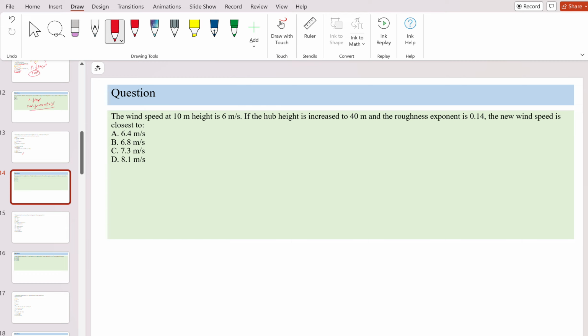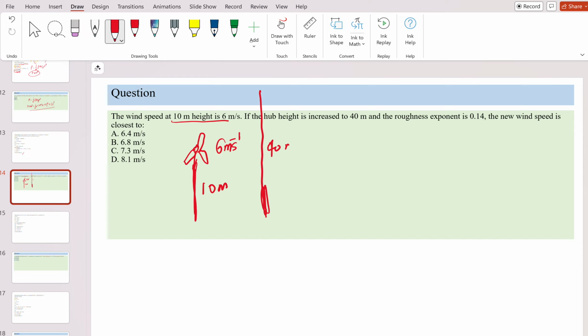Okay, let me give the solution for this. So listen here. What the problem is saying is that you have a windmill at 10-meter height. So this is the 10 meter. The wind speed seen here is 6 meters per second. And then this height got increased to 40 meter. Now it will experience more wind speed.